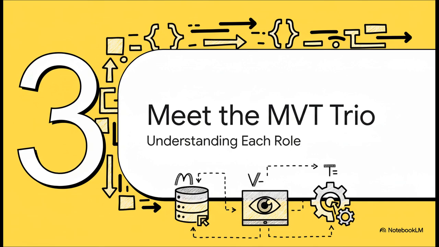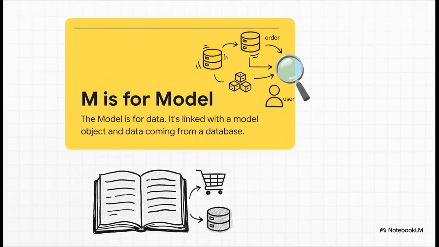It's time to meet the team. Let's break down the MVT trio and look at the specific role that each component plays. First up, M is for model. The model is your data expert. It's like the architect for your information. It doesn't care one bit about colors or fonts, it only cares about the structure of your data. The model defines what a user is or what an order contains, and crucially, it's the only part of your entire application that's allowed to talk directly to the database.